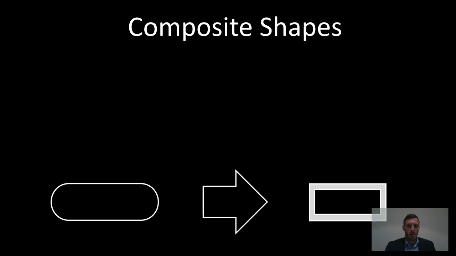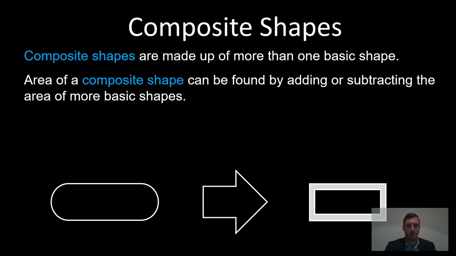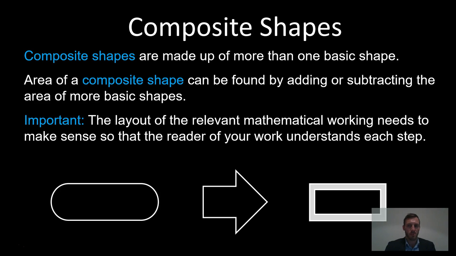Composite shapes are made up of more than one basic shape. Area of composite shapes can be found by adding or subtracting the area of more basic shapes. The hardest part is identifying the basic shapes. It's important to note that the layout of the relevant mathematical working needs to make sense so that the reader or the person marking your work can understand each step.